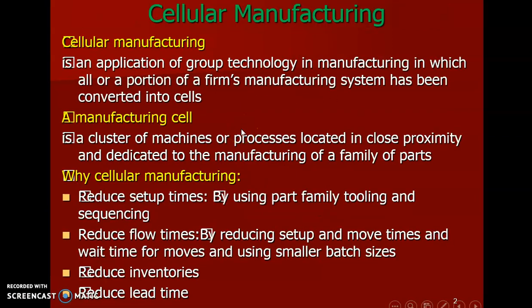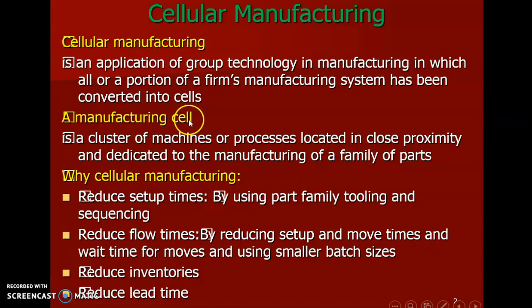The term cellular manufacturing is a concept of group technology. In a manufacturing industry having a number of different manufacturing systems, each system is converted into a cell, that is, a manufacturing cell. A manufacturing cell is a cluster of machines or processes located in close proximity and dedicated to the manufacturing of a family of parts.